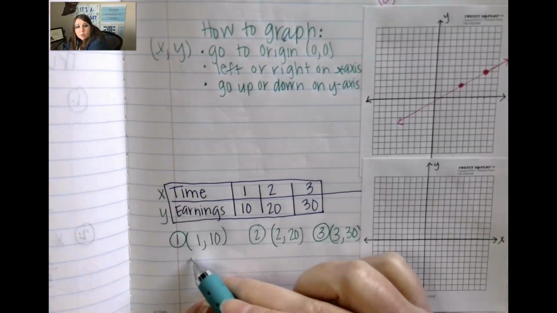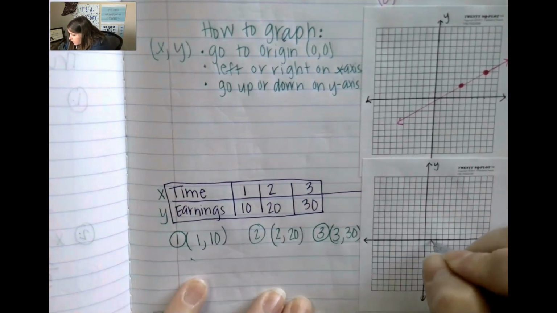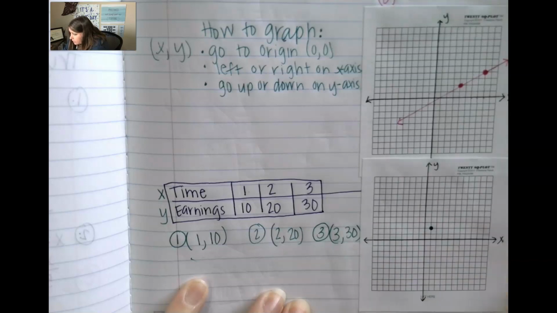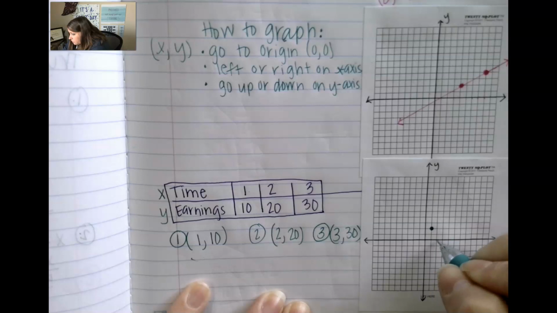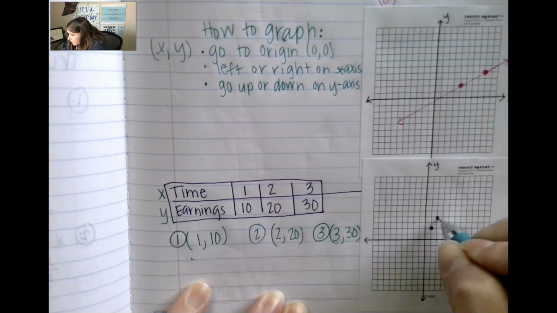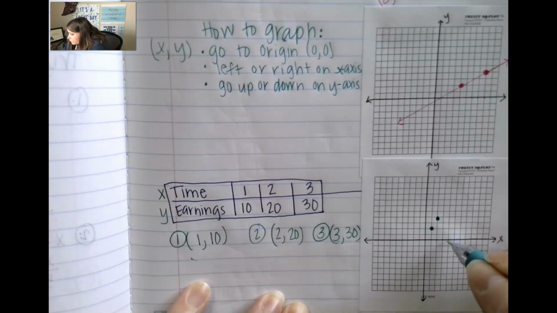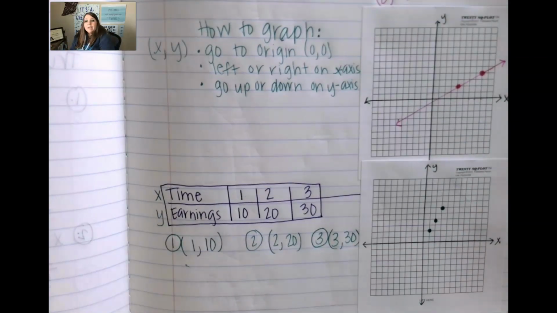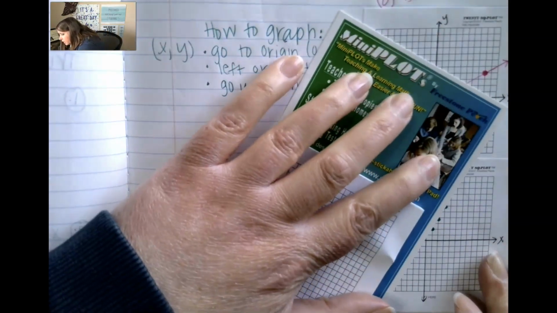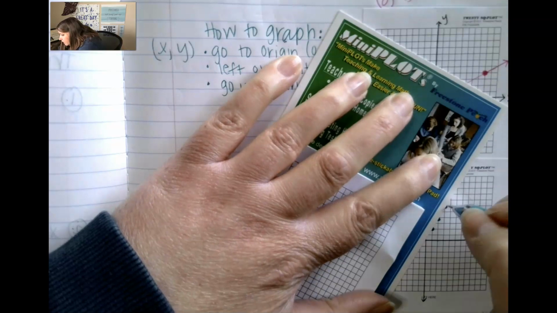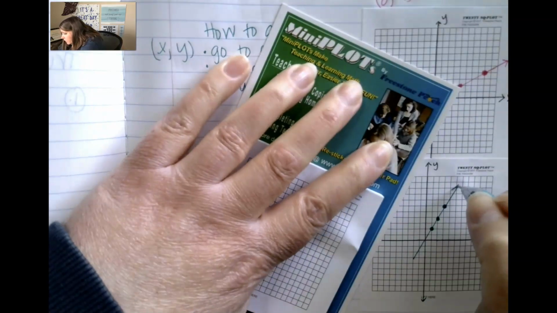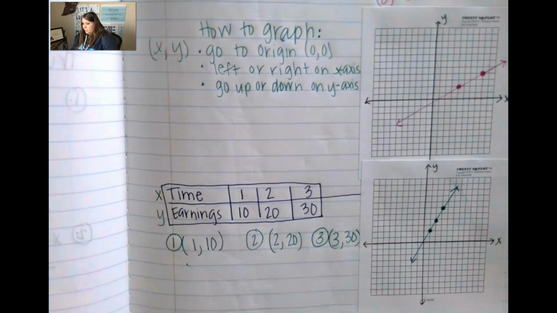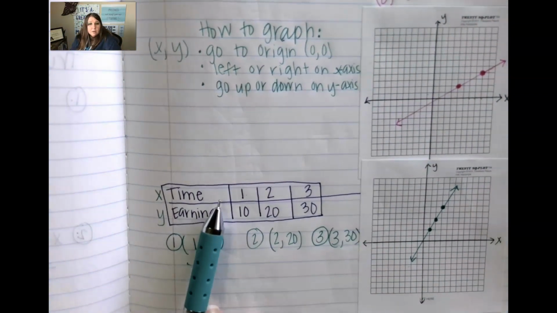All right, so first I'm going to go to 1, 10. So I'm going to go over 1, up 10, 5, 10, put a dot. 2, 20, so I'm going to go over to 2, and then up to 20. 5, 10, 15, 20. And my next dot is going to go over to 3 and up to 30. So that's 20, 25, 30. Now I'm ready to graph. Again, on Big Ideas, it will automatically draw the line for you if you've graphed it correctly. There we go. So I have graphed my ratios.